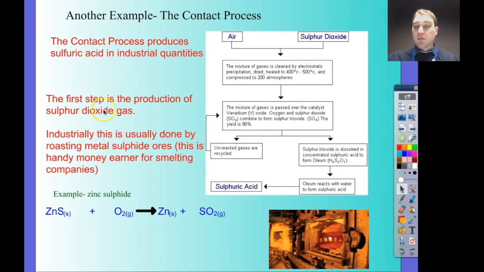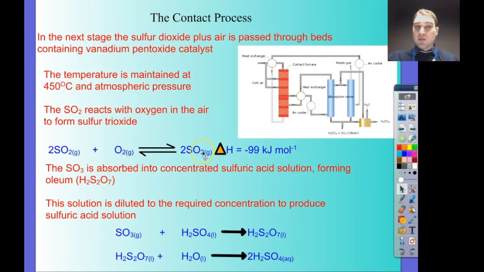So another example of a process like this is the contact process that's used to produce sulfuric acid. You do that by roasting a metal ore that contains sulfur and oxygen, and that produces sulfur dioxide. Sulfur dioxide reacts with oxygen to produce sulfur trioxide. That sulfur trioxide reacts with previously made sulfuric acid to produce oleum. Then the oleum is diluted with water to make more sulfuric acid. The main step here is this step here, and we're going to talk about that in a bit of detail.